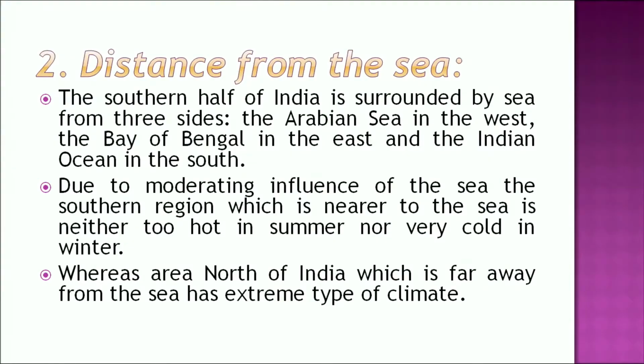Another factor is the distance from the sea. The southern half of India is surrounded by sea on three sides: the Arabian Sea in the west, the Bay of Bengal in the east, and the Indian Ocean in the south. Due to the moderating influence of the sea, the southern region, which is nearer to the sea, is neither too hot in summer nor very cold in winter, whereas the area north of India, which is far away from the sea, has an extreme type of climate.